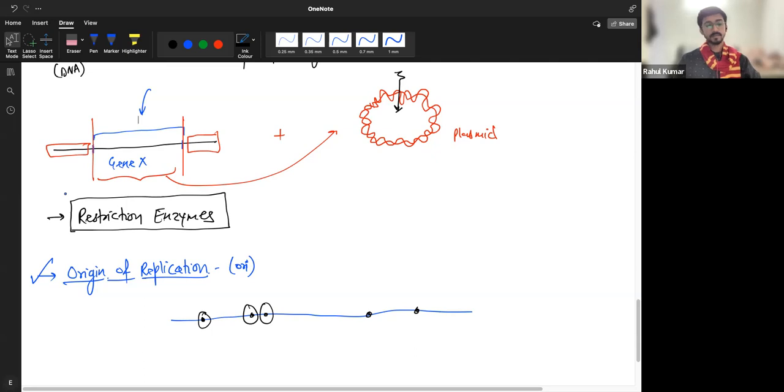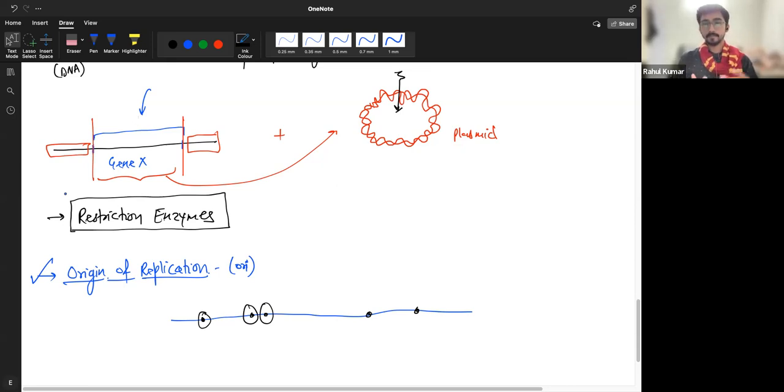No one was answering. So if plasmids autonomously replicate in the bacterial cell, it means that they must be having an origin of replication. We just don't know where it is in the plasmid, but it must be having its own origin of replication. Otherwise, it would not have been able to autonomously replicate in the cell. Correct?